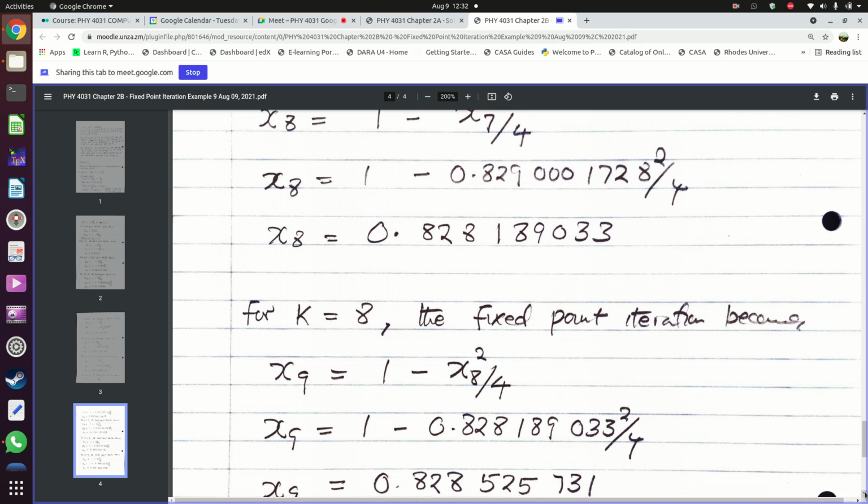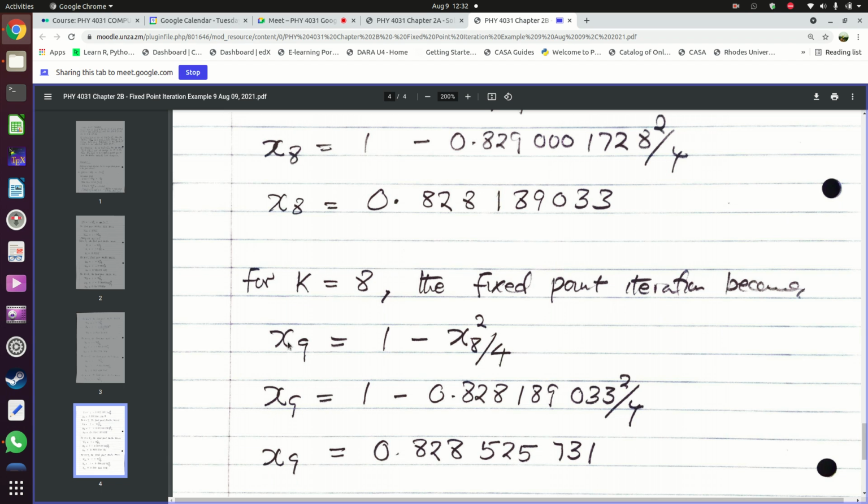So for k equals 8, our fixed point iteration formula becomes x9 is equal to (1 minus x8 squared) divided by 4. So when you do this, you end up with x9 is equal to (1 minus 0.82819189003 squared) divided by 4. So you end up with 0.8298285255713. The other thing you notice here again is our 8, which we have here as a third digit, is the same as what we're having here. So it's somewhere between 0.828 or 829, somewhere there.